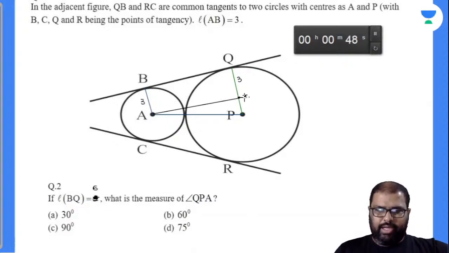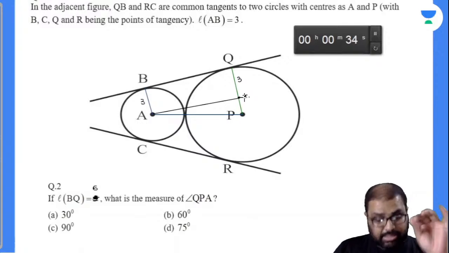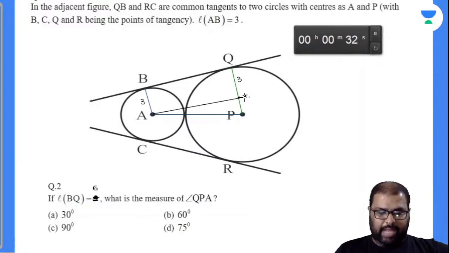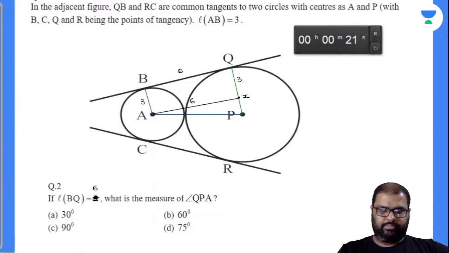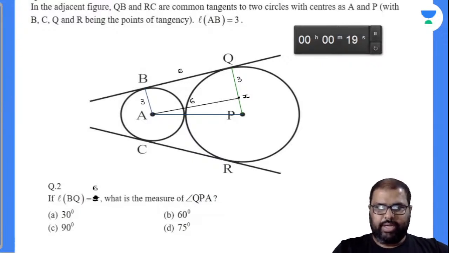And BQ value is given as 6. Now BAXQ will form a quadrilateral and opposite sides are equal. So automatically BQ and AX must also be equal. So by this also I can decide. My BQ value is given as 6 in the question itself, so my AX value will also be 6. Three seconds more. Any answer?